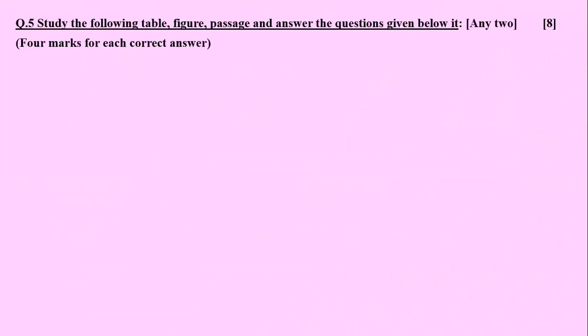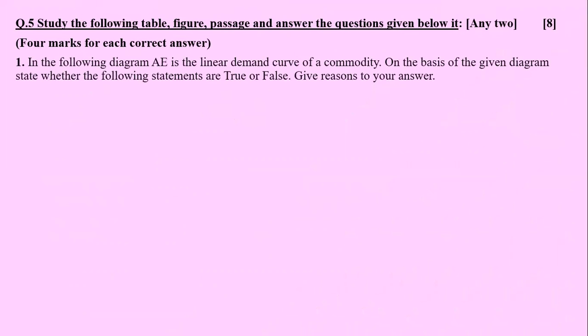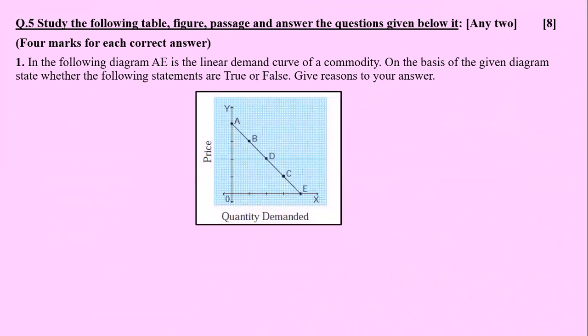Okay, now next question, question number 5. Study the following table, figure, passage and answer the questions given below it. Any 2, 8 marks, 4 marks for each correct answer. Now see the question. Question number 1. In the following diagram, AE is the linear demand curve of a commodity. On the basis of the given diagrams, state whether the following statements are true or false and give reasons to your answer. Okay, see the diagram very carefully.